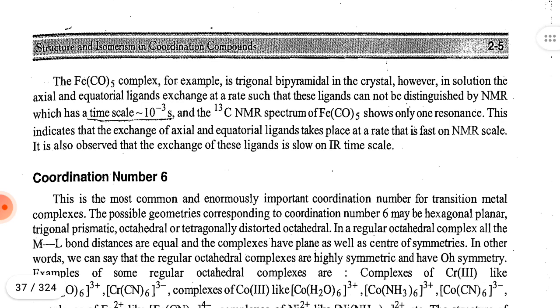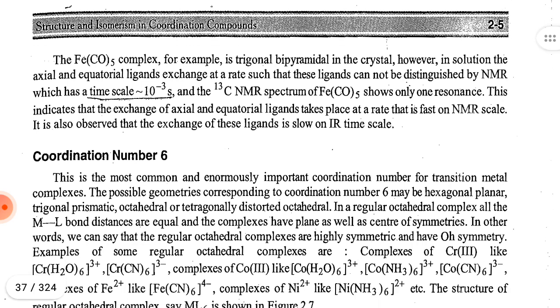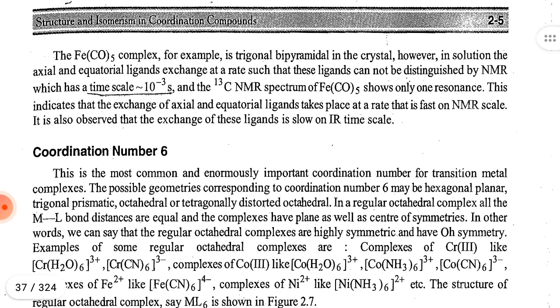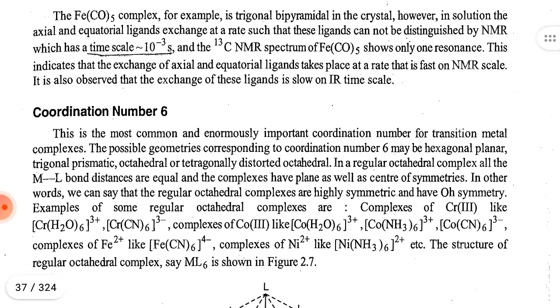Only the IR scale can detect the changes, because the change of position of ligands appears slow on the IR time scale, but it is very fast on the NMR scale. So we can study the Fe(CO)5 complex with the help of IR instrumentation, not with NMR, because the change of ligand positions is very fast on the NMR scale, but it is very slow on the IR scale.